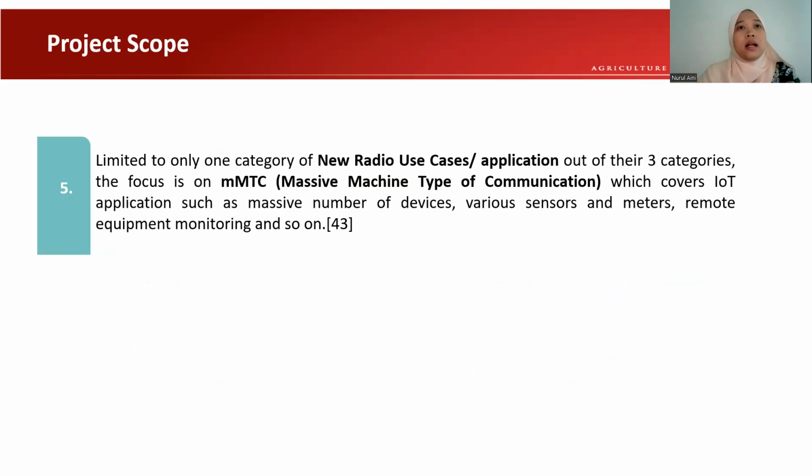The fifth one is limited to only one category of new radio use cases, the new 5G application, which is for mMTC, the massive machine type communication, which covers applications with a large number of devices, sensors, meters, and also remote equipment monitoring.